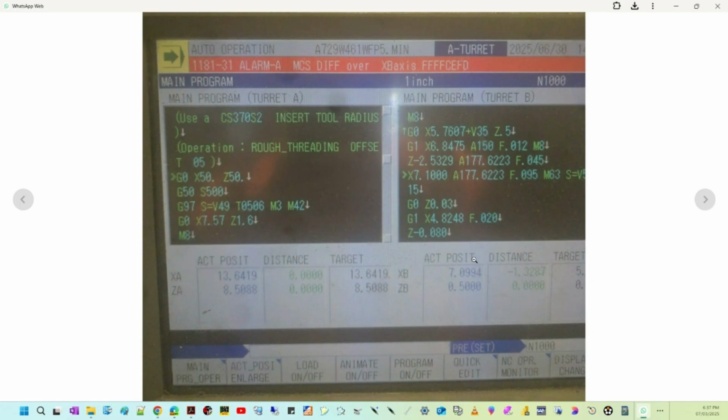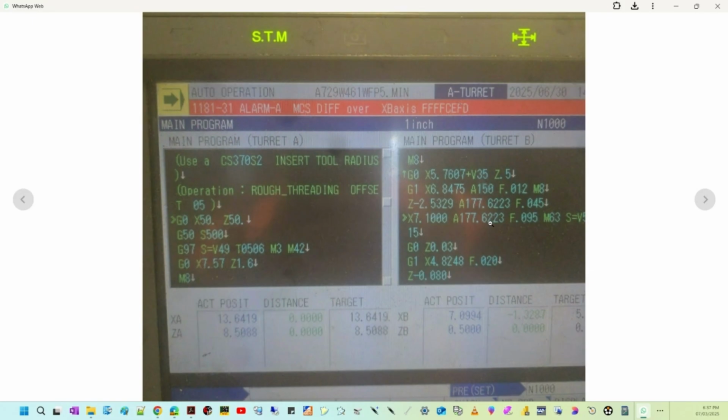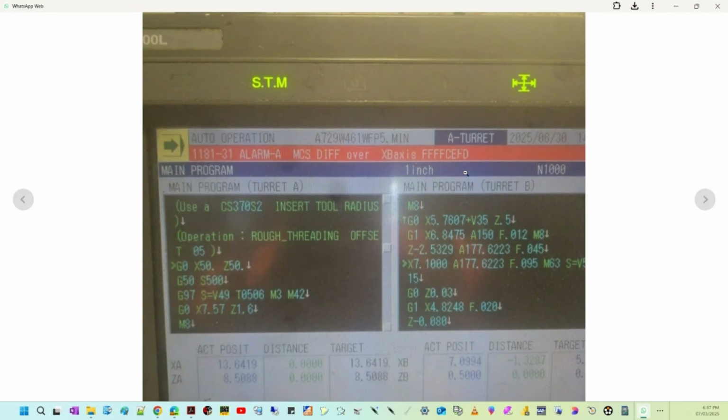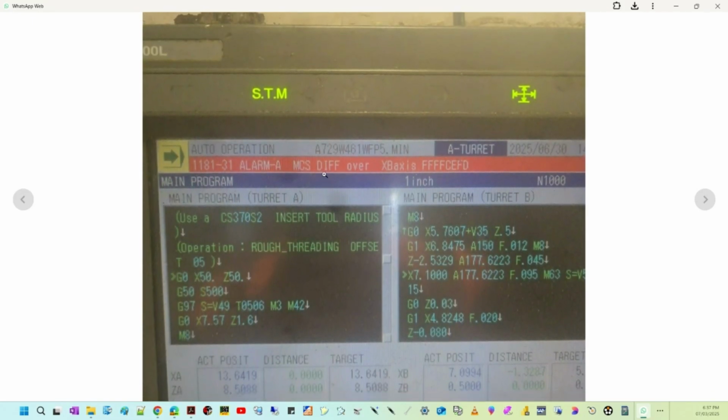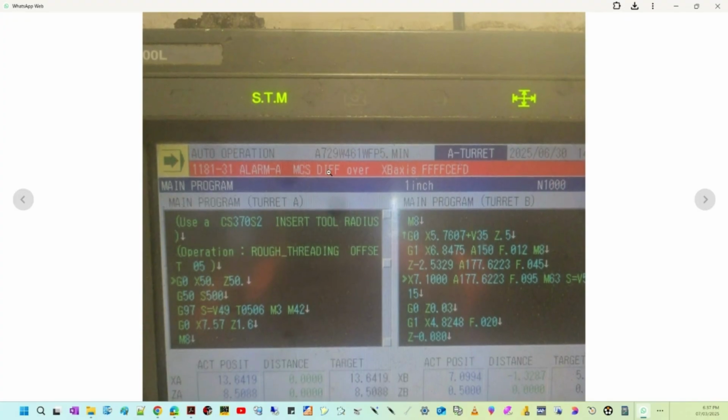Okay, let's start right there with the alarm. 118131 alarm, MCS DIFF over XBaxis FFFCEFD. Sounds like, I don't know, secret coordinates or something. But for the Okuma 6, it's a very specific signal. What's it actually saying? Yeah, it does sound like code.